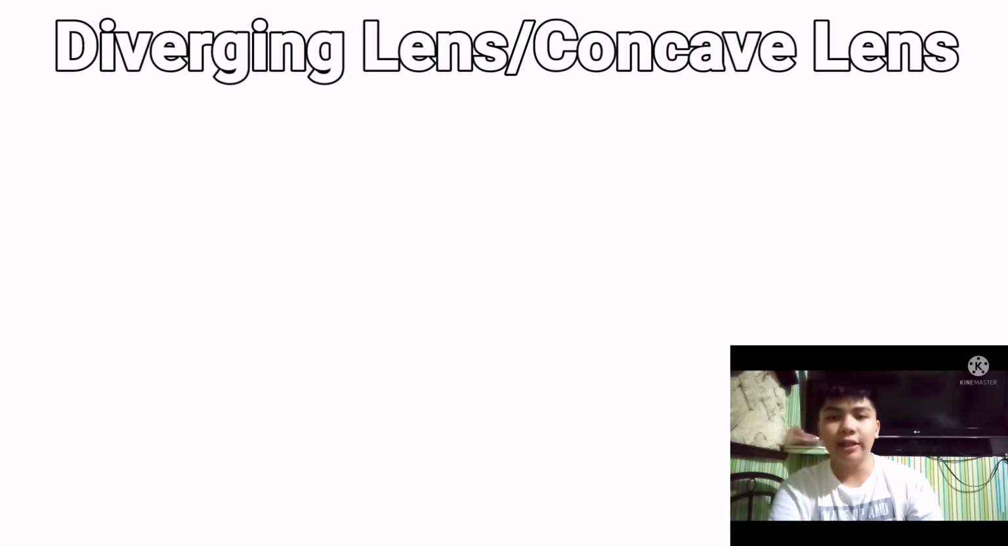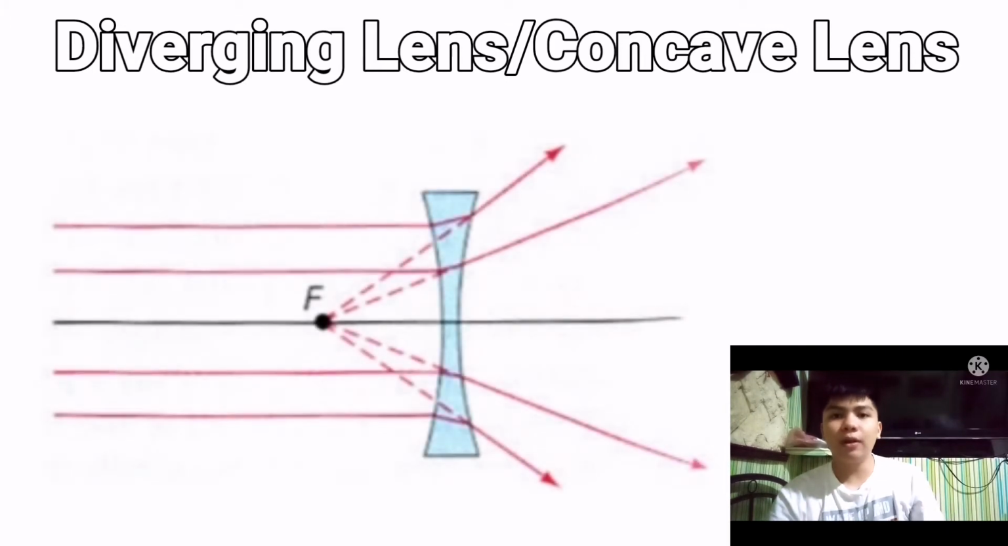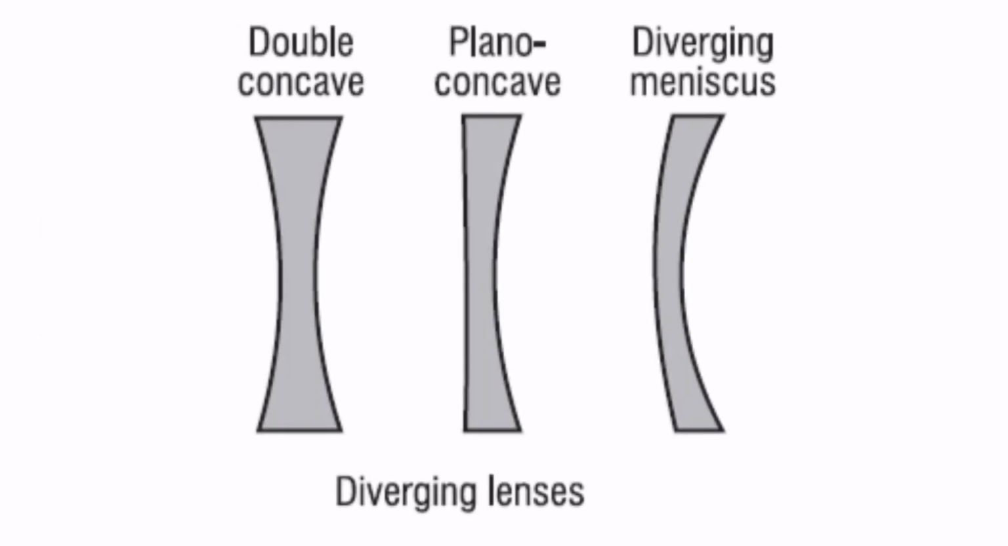The second type of lens is a diverging lens, also known as a concave lens. It is a type of lens that diverges the rays of light that are traveling parallel to its principal axis. Therefore, the rays of light won't intersect with each other. Diverging lenses can also be divided into three: double concave, plano-concave, and diverging meniscus.